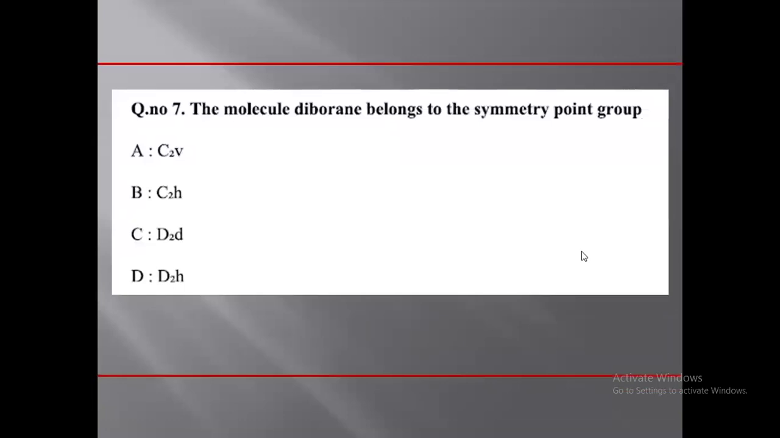Question number 7. The molecule diborane belongs to the symmetry point group A, C2, B, C2h, C, D2d, and D is D2h. In this question, we have to write the symmetry elements. The symmetry elements are C2x, C2y, C2z, E, i, sigma xy, sigma xz, and sigma yz. For these symmetry elements, D2h is the point group. So here answer D is correct.